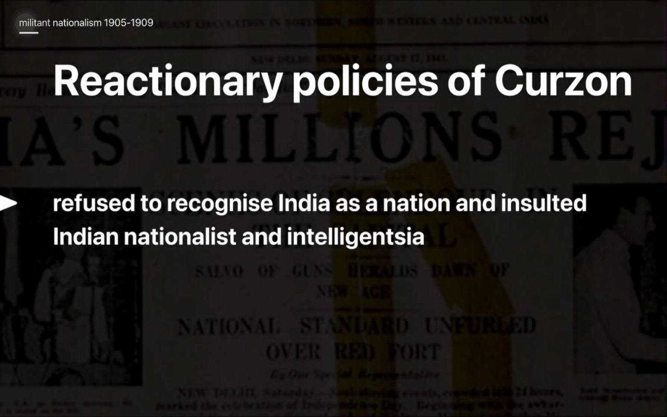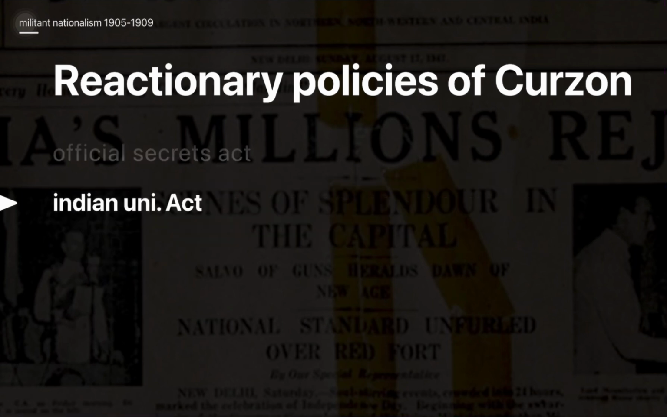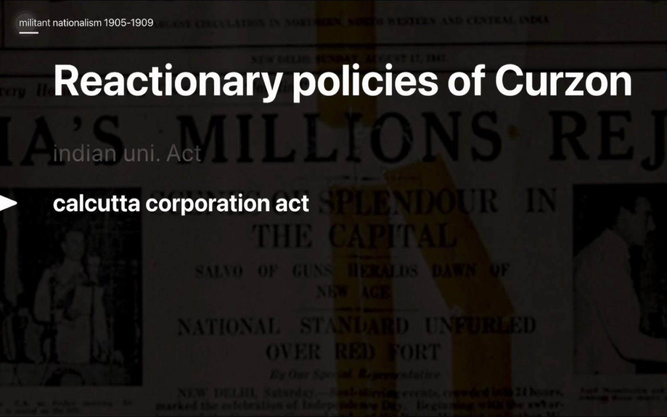The reactionary policies of Curzon: he refused to recognize India as a nation and insulted Indian nationalists. The Official Secrets Act was passed. The Indian Universities Act, which gave more power to the government over Indian universities. The Calcutta Corporation Act, and most importantly, the partition of Bengal.